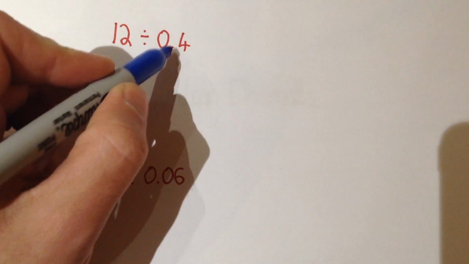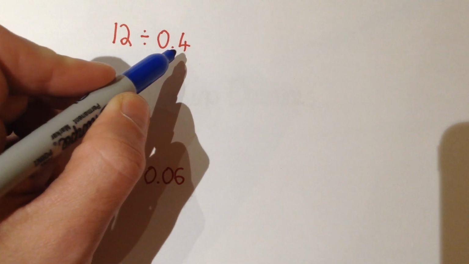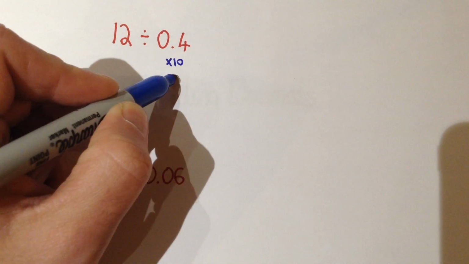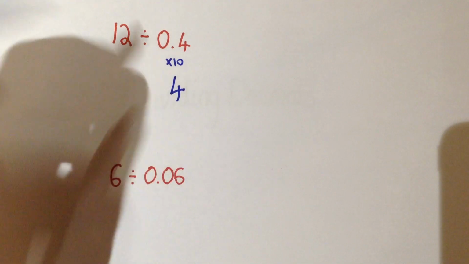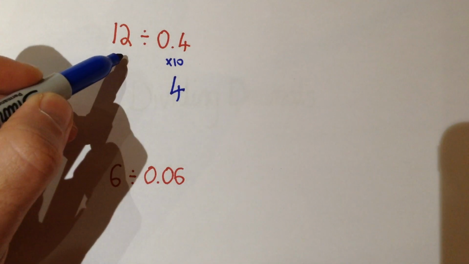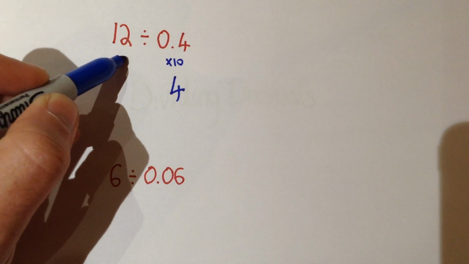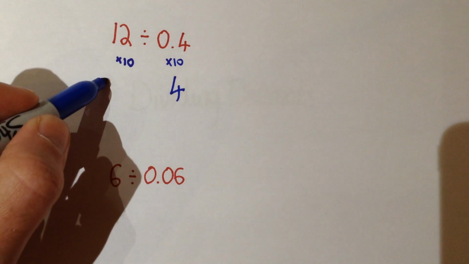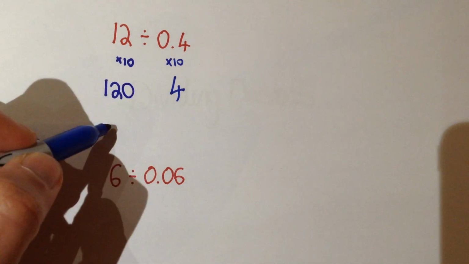number, so here 0.4, the easiest way to change it into a whole number is to times it by 10 to give us 4. Now, so we don't have to change the answer at the end, we're going to do the exact same thing to the first number as well, the number we're dividing. So 12 times 10 would give us 120.